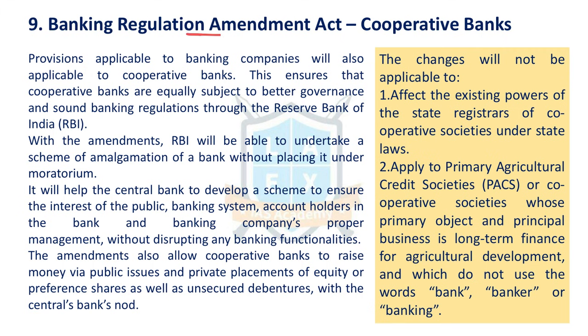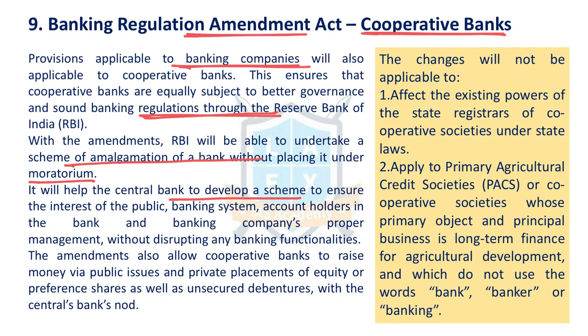Next issue is Banking Regulation Amendment Act and then cooperative banks, applicable to cooperative banks. Recently, some of the provisions of RBI, which were earlier not applicable to cooperative banks, are now being applicable. All the banks, how they comply with the RBI's regulations, that is how cooperative banks are also going to comply. RBI will undertake the scheme of amalgamations of bank without placing it under moratorium. Central bank develops the scheme to ensure interests of the public banking system account holders. That means many of the issues related to cooperative banks will now come under RBI.